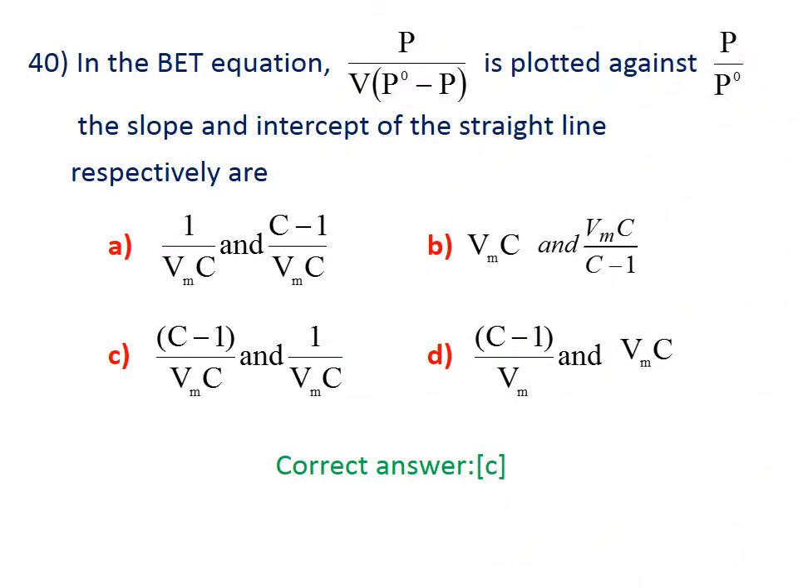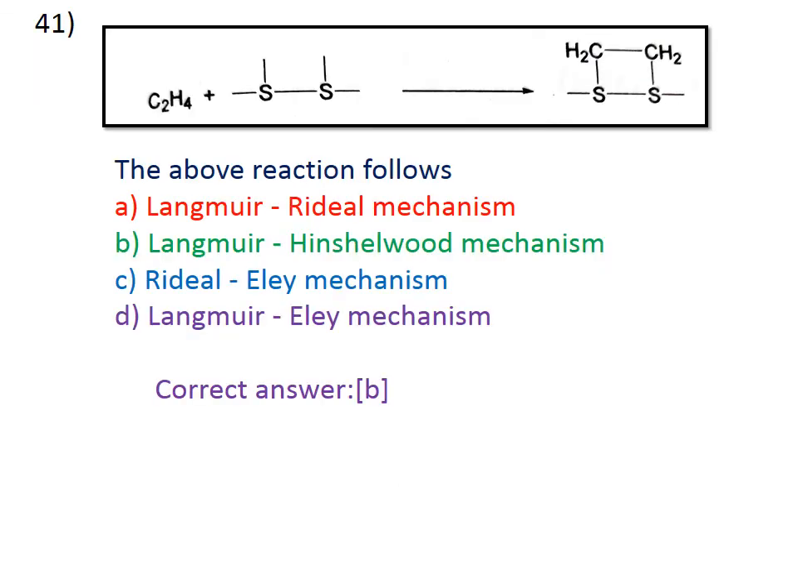In the BET equation, P divided by V into (P0 minus P) is plotted against P/P0. The slope and the intercept of the straight line respectively are. Here the correct answer is C. The slope will be equal to (C minus 1) divided by Vm into C, and the intercept will be equal to 1 by Vm into C. Therefore, the correct answer is C.